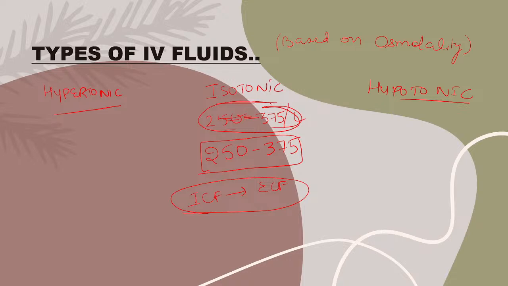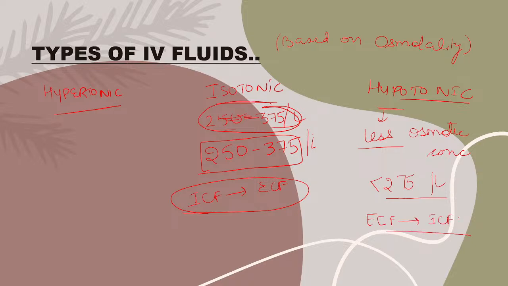Then if we talk about hypotonic, the word hypo means less, so there would be less osmotic concentration. That is the basic we have learned, 250 to 375 per liter for isotonic. In hypotonic, the concentration is less than 275 per liter, and there is movement of fluid from extracellular fluid to intracellular fluid.